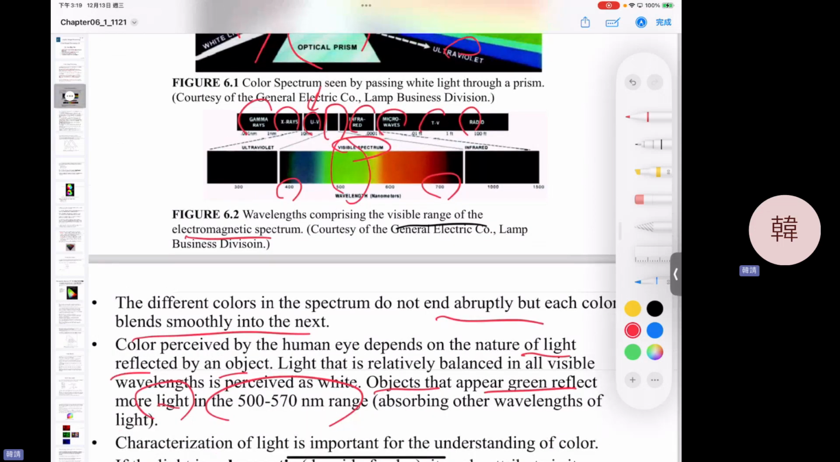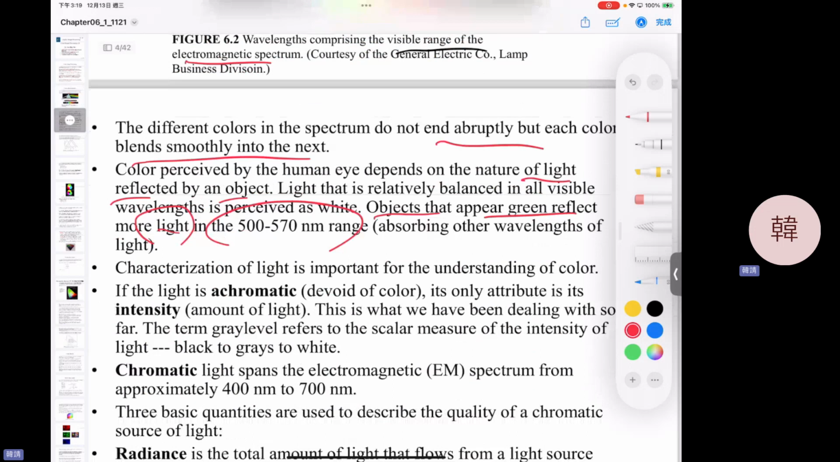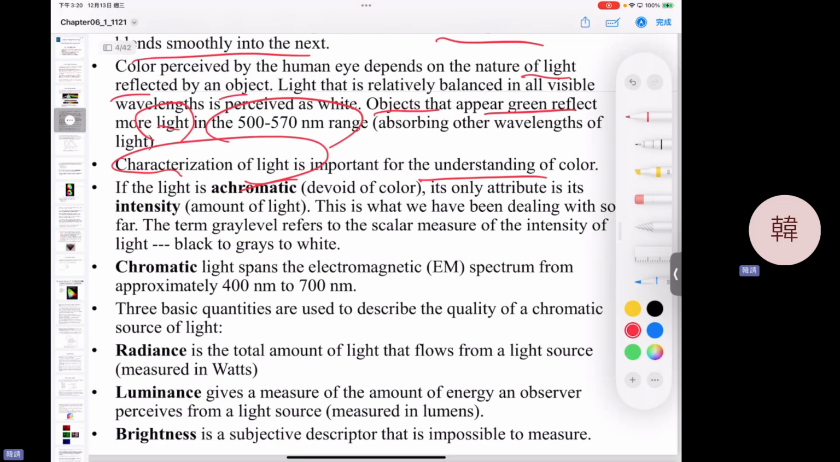Frequency and wavelengths. Characterization of light is important for understanding color, so you have to know what light is. Light is achromatic, which means no color, devoid of color. Take away the color, we call it achromatic. And chromatic is color. Achromatic is no color, so it has only the attribute of intensity. If you take away the color from what you have seen, it's only intensity, the amount of light, only light.